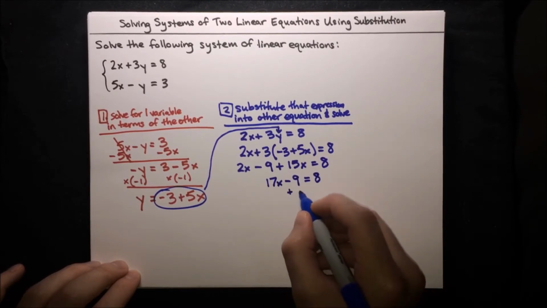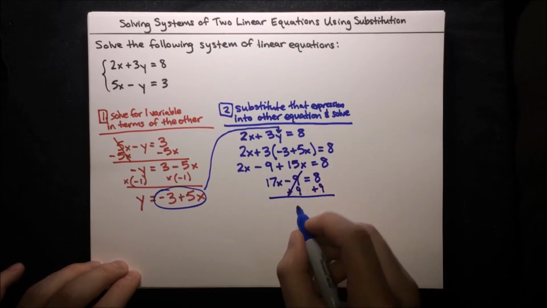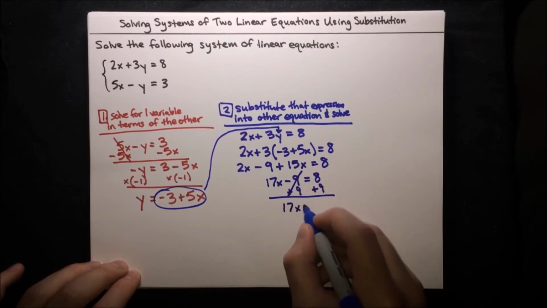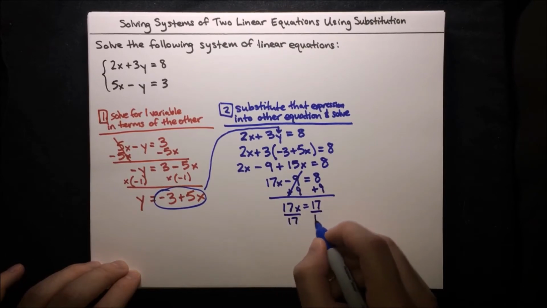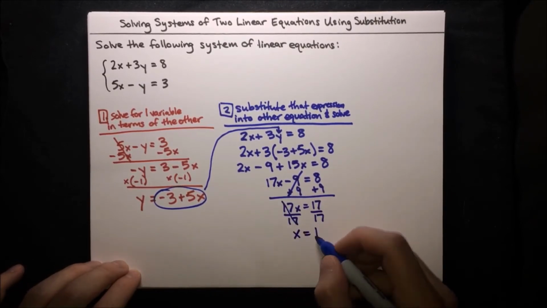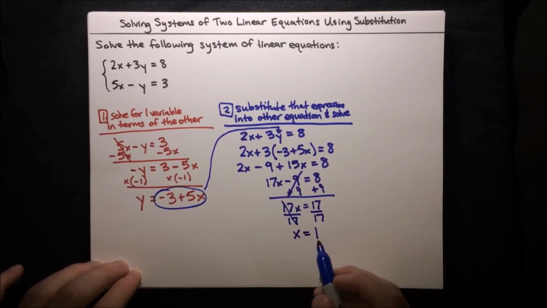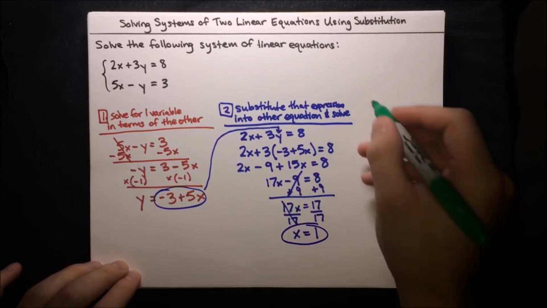Now let's just add 9 to both sides to cancel out that -9, and we just get 17x equals 17. Divide both sides by 17, and then we're done. So x equals 1. Well, that is to say we found one of the variables. We're done solving for one of the variables, but we still have to find the other. So let's circle that because that's important. But there's really still one more thing we have to do.